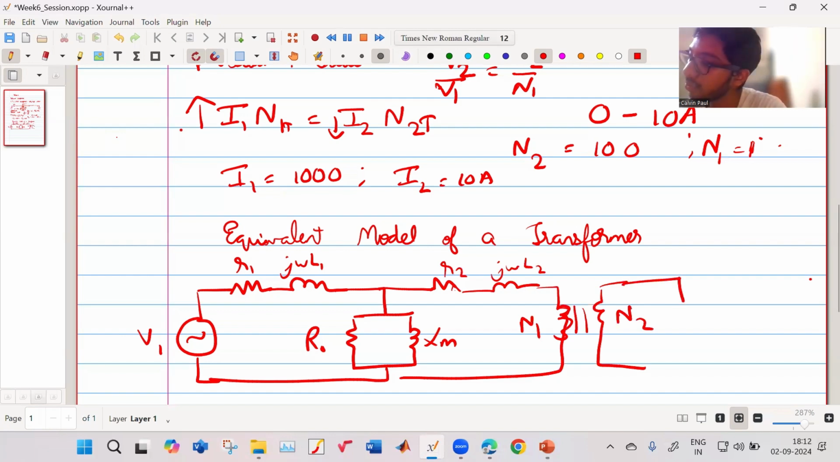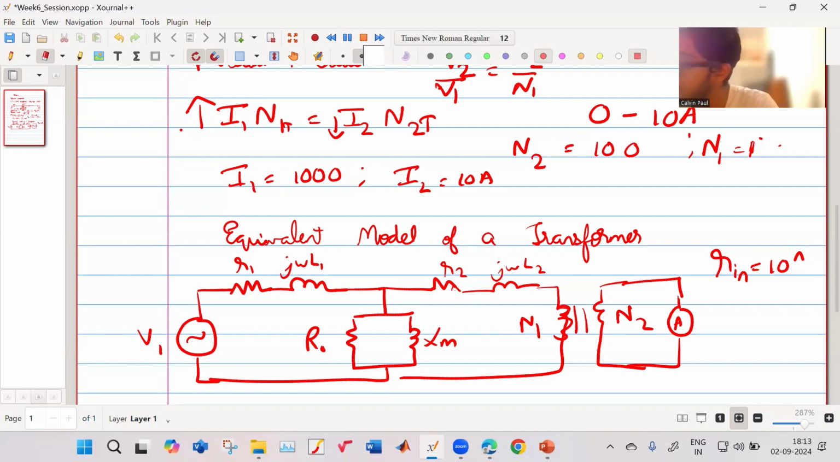Now the current transformer is connected to an ammeter. So what is the resistance of an ammeter? Let us say the internal resistance of my ammeter is 10 ohms. So instead of the ammeter, we can replace it by a resistance of 10 ohm.